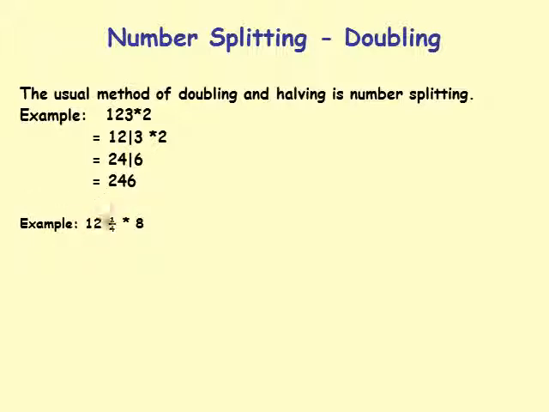Take another example, 12 and 1/4 times 8. So we split that into 12 and a fourth, times 8. 12 times 8 is 96, and for the fourth, 8 times 1/4 is 8/4, which is 2. So that's equal to 96 plus 2, which is 98. Let us continue here.